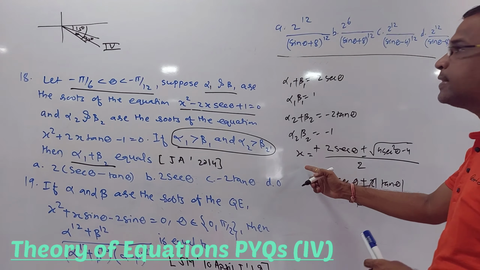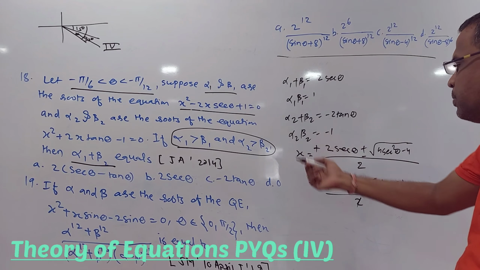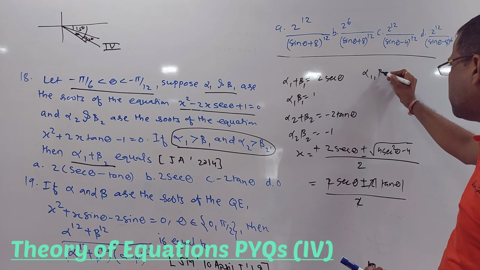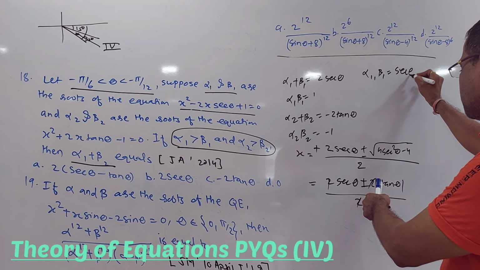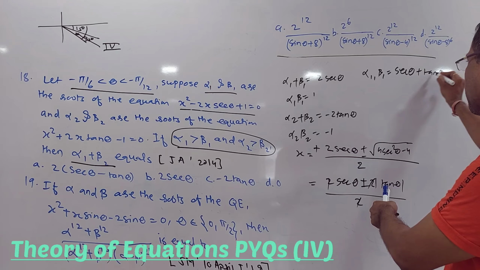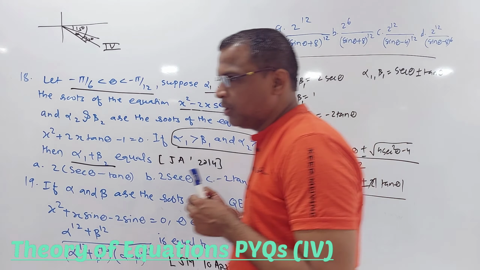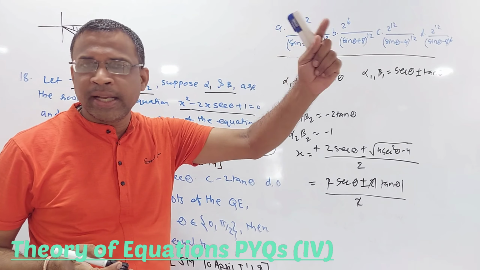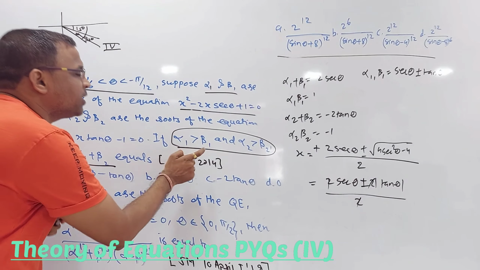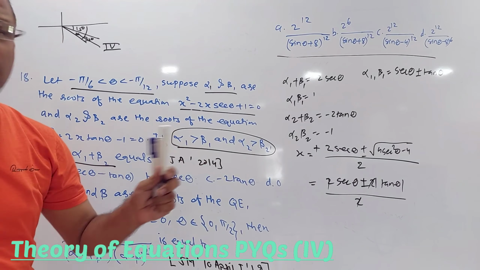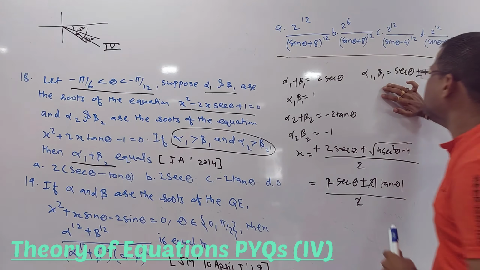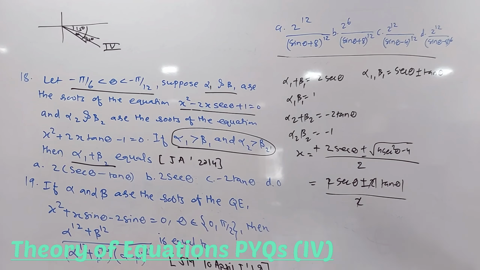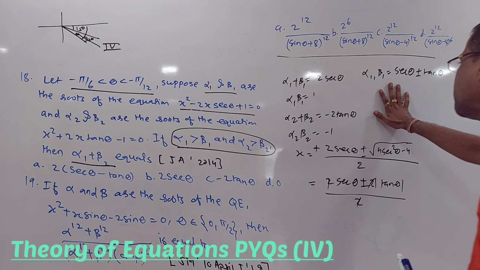Why have I written x? Okay, x is the root. So alpha 1 and beta 1 basically. I am getting alpha 1 and beta 1 to be sec theta plus or minus tan theta. Now very important, I told you it's an advanced question. Always keep it in your mind that we are dealing with Advanced. Alpha 1 is greater than beta 1. They are saying alpha 1 is greater than beta 1. So which one is alpha 1, which one is beta 1? That is important because the question asks for alpha 1 plus beta 2. So it is very important to figure out alpha 1 and beta 1.